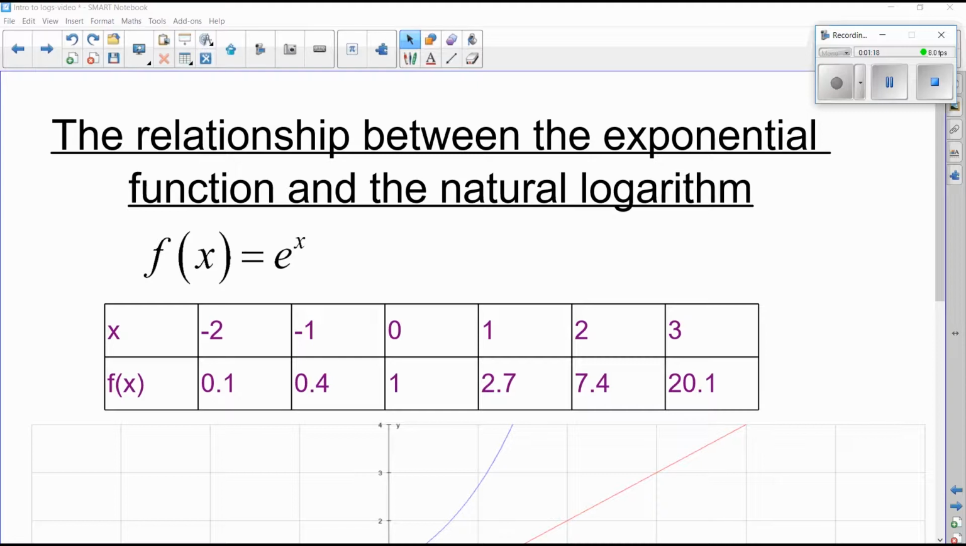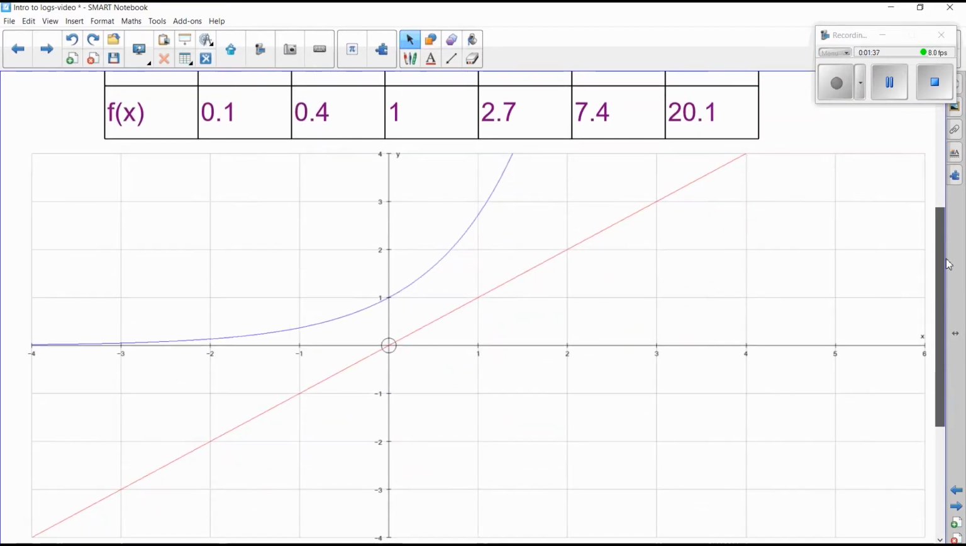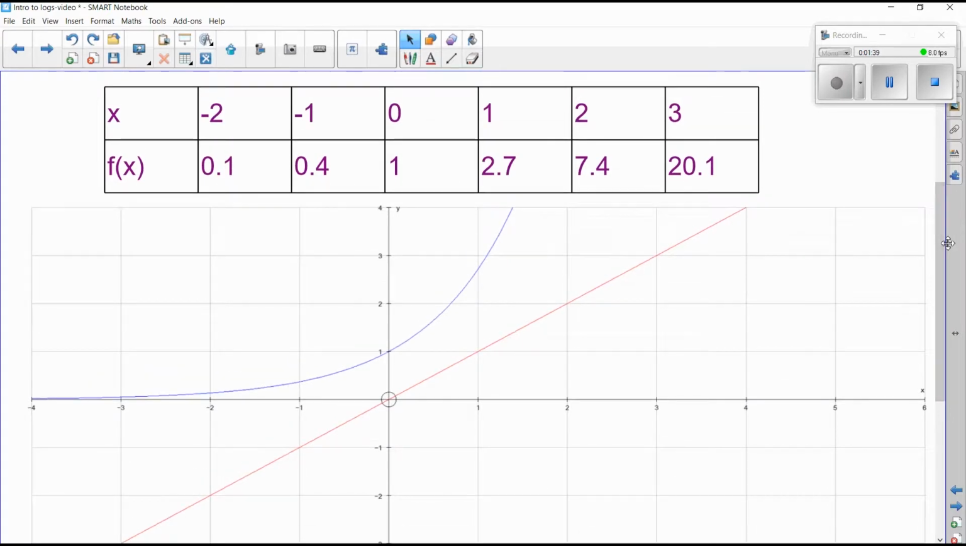We know that e to the naught is 1. We know that e is 2,7182818284, but I've rounded it off to 2,7. If I scroll down, you see that the graph of e to the x has been drawn. The blue graph is the graph of the function f of x equals e to the x, and I'm going to write it as y equals e to the x. And it's an exponential function.